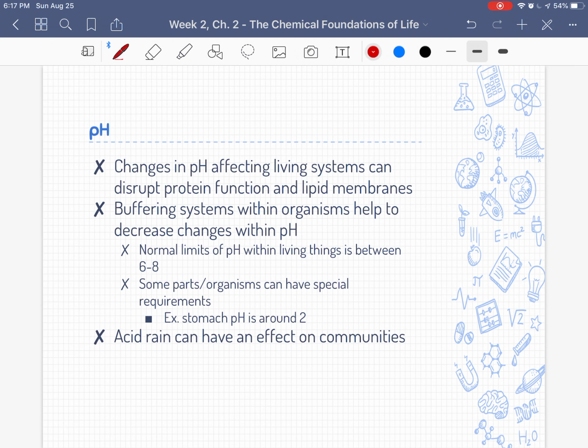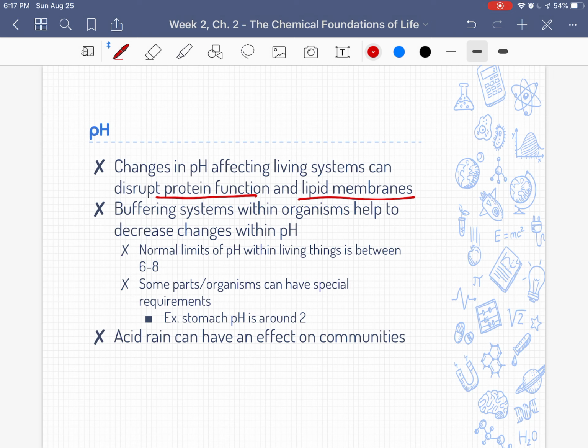Changes in pH are extremely important because pH is one of those things that we want to keep constant through homeostasis. If pH becomes too acidic or too basic, it can disrupt protein function, and it can also break apart those lipid membranes. And if our proteins aren't functioning, then the majority of our body is not functioning, because proteins are extremely important when it comes to structures, when it comes to transport within cells.